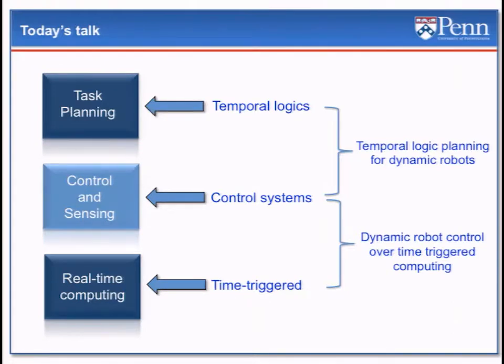Even though there are interesting problems at each individual layer, I think we have to start paying more attention to the interfaces between the layers. For example, at the bottom 2 layers, there are interesting issues of how to think about controller sensing over new real-time computing paradigms. And at the highest 2 levels, what I'll be talking about today is how to think about temporal logic control of more dynamical control systems and so on.